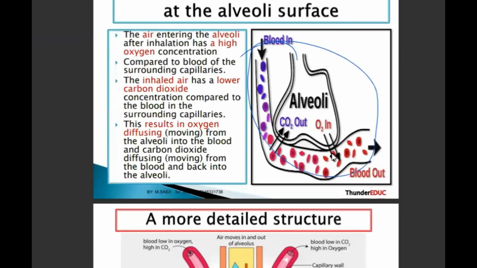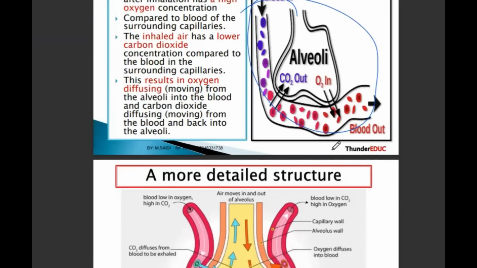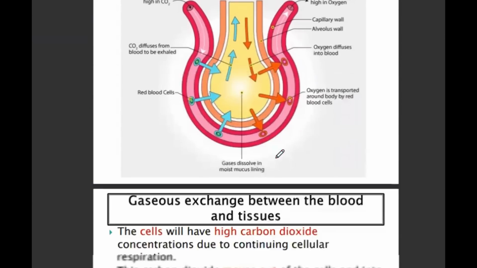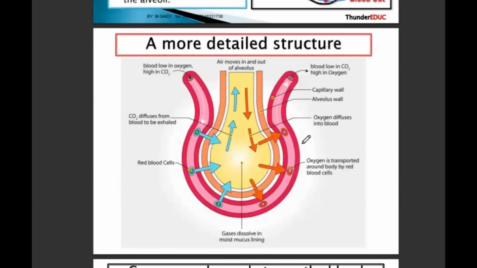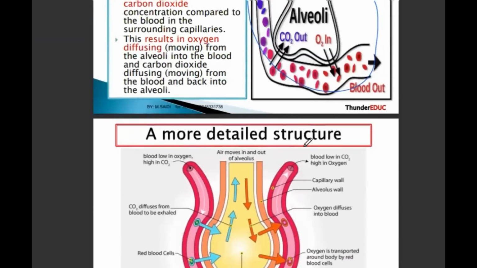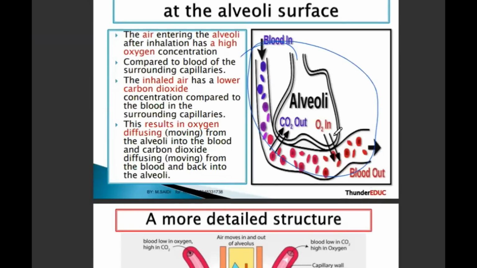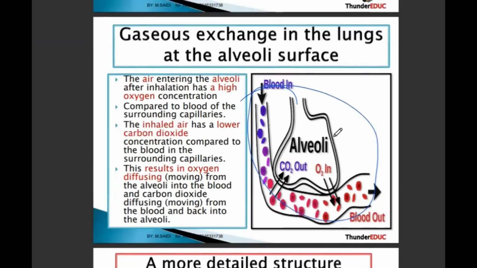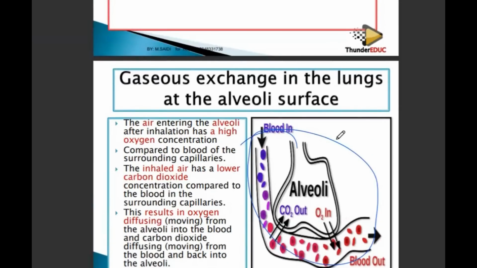This is what I'm saying. You have to know how the alveolus is adapted to its function. The adaptations of the alveolus for its function. It's the same thing as the efficient gas exchange surface. It's the same thing.